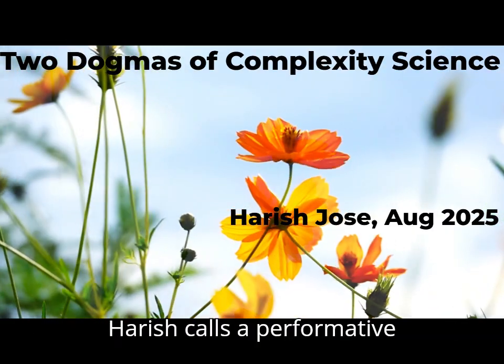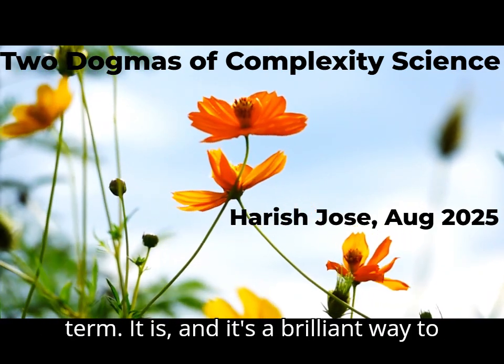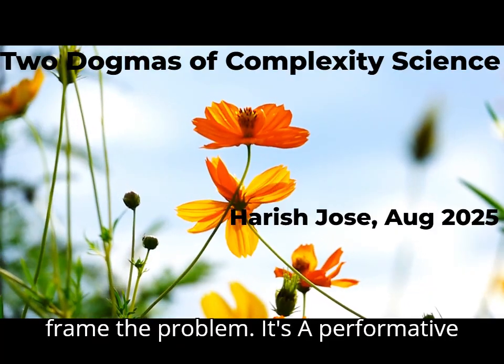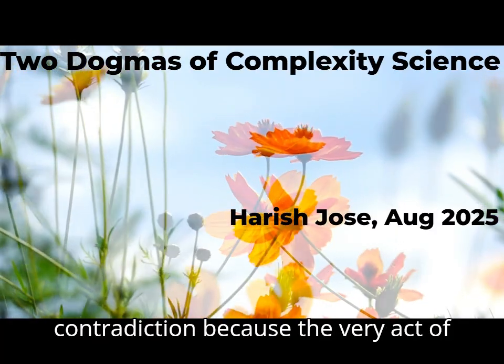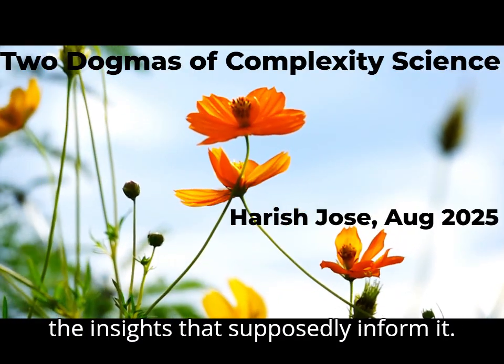Is this what Harish calls a performative contradiction? That sounds like a fitting term. It is, and it's a brilliant way to frame the problem. It's a performative contradiction because the very act of creating and using the map contradicts the insights that supposedly inform it. How does that work?